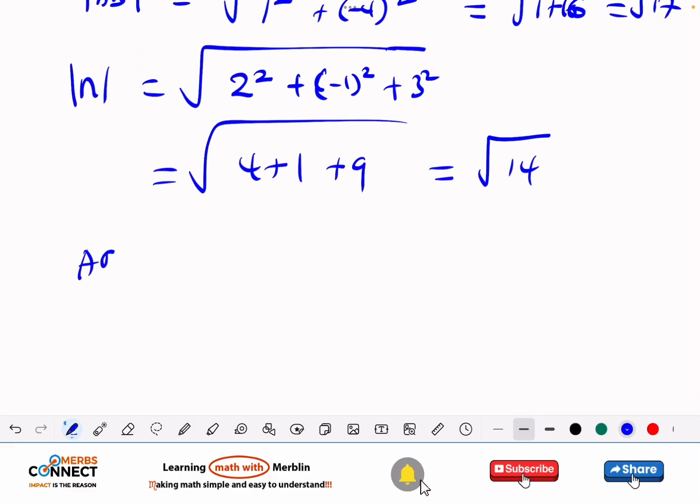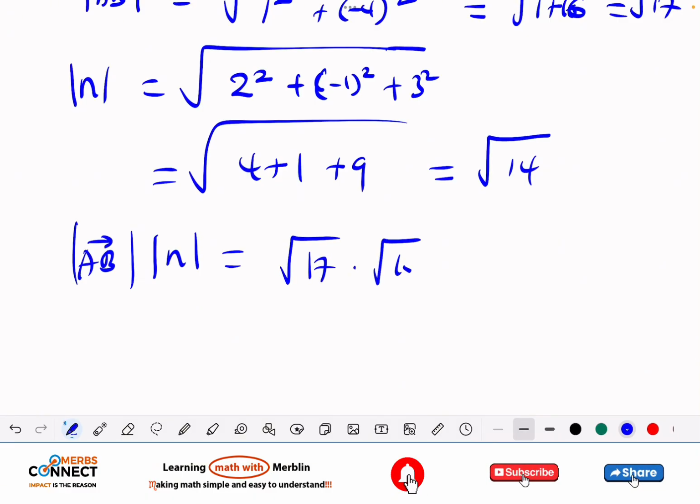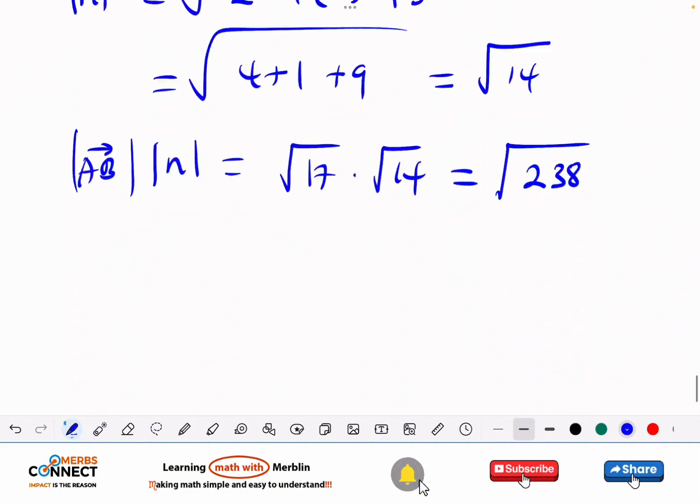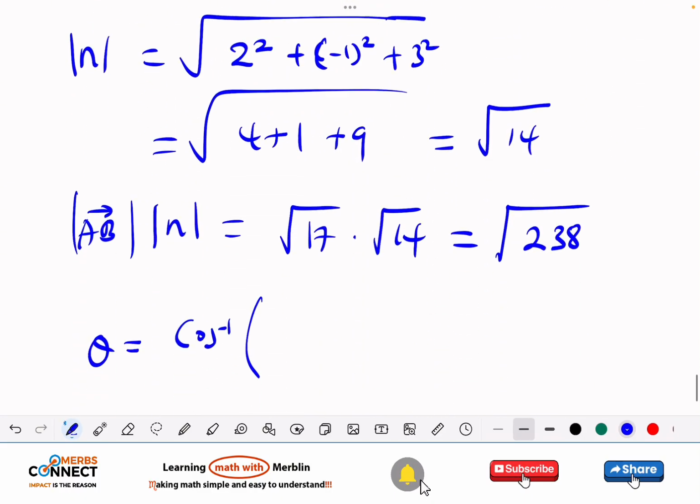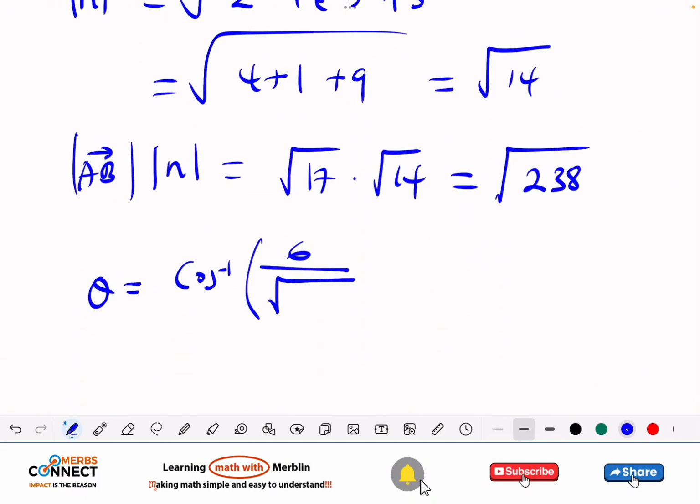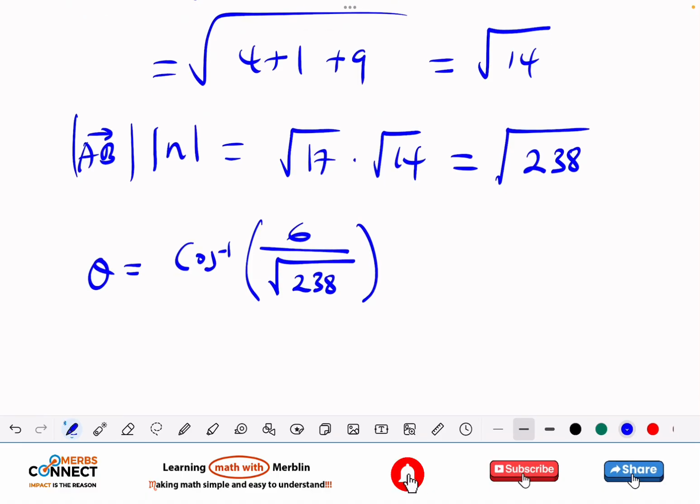So if we want to find this one first before we put them in, this is going to be root of 17 times root of 14, which is equal to root of 238. Now let's find theta. So now theta is equal to cos inverse of 6 divided by square root of 238. And put this one on the calculator, and we are going to get something like approximately 67 degrees.